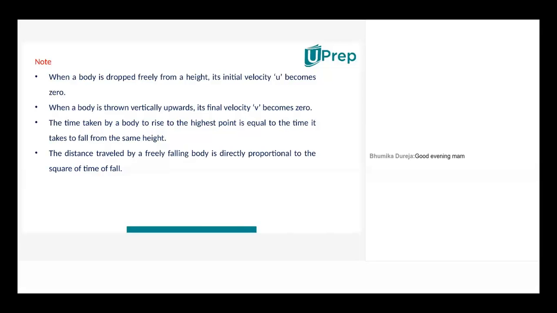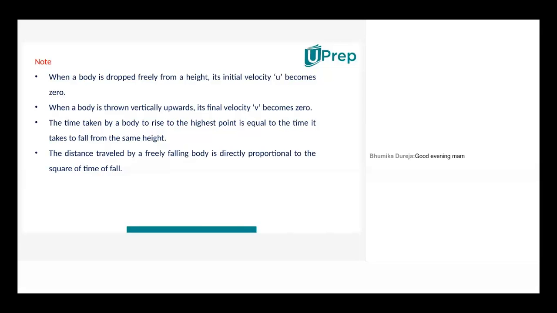When a body is dropped freely from a height, its initial velocity u becomes 0, which means u should be considered 0, because for freely falling objects, you don't need to induce any velocity. You drop them and they fall. As simple as that. And when a body is thrown vertically upwards, its final velocity v becomes 0.